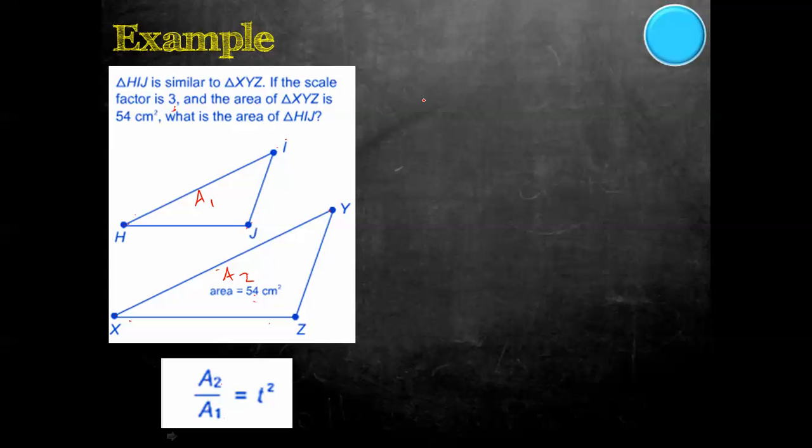I know that A2 is 54, so I have 54, and I'm going to use x instead of A1. So I'll say 54 over x equals t squared. So t is our scale factor, that's 3, and then we're going to square it. Okay, that's a really important part. So now I have 54 over x, 3 squared is 9, right? Now I have to get rid of this x on the bottom, so I'm going to multiply the 9 and the x together, so that's going to give me 9x equals 54, and then I'm going to divide by 9 on both sides, and that's going to give me 6.